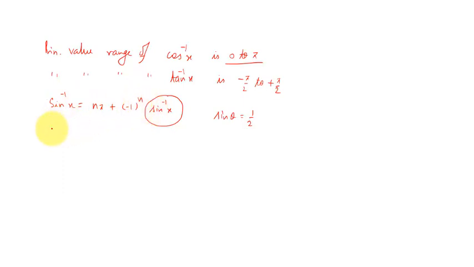Similarly, for cos inverse x, the general value is given by 2n pi plus minus the principal value of cos inverse x, and obviously this value will be something between 0 to pi. For tan inverse x, the result is n pi. The general value is given by n pi plus principal value of tan inverse x.